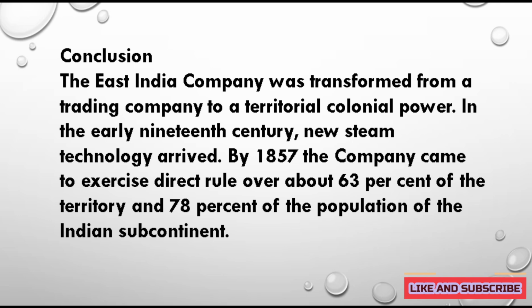And thus by 1857 the company came to exercise direct control over about 63% of the territory and 78% of the population of the Indian subcontinent. And students, with its indirect influence on the remaining territory and population of India, the East India Company had virtually the whole of India under its control.